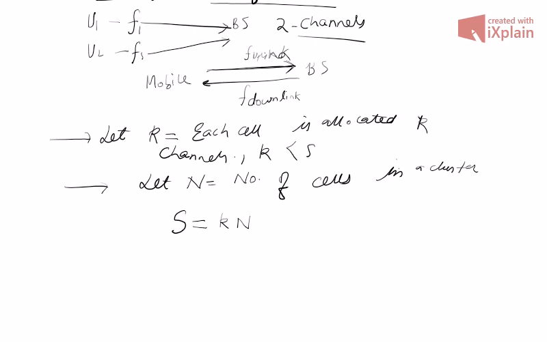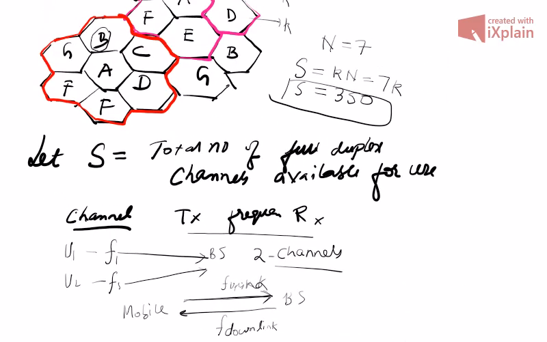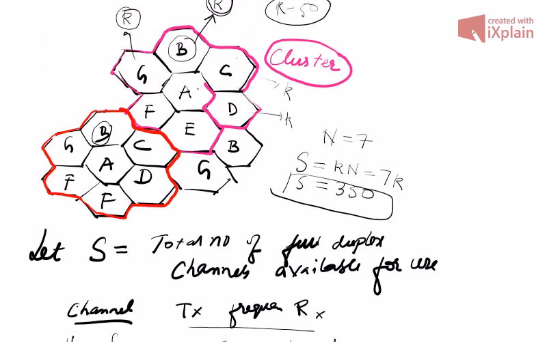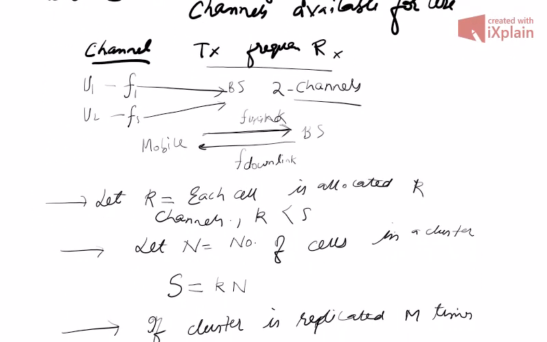Now if the cluster is replicated m times, what does that mean? So here I have drawn two clusters. Suppose the full Srinagar area has maybe 100 such clusters, then m is equal to 100 for that particular area. That is what it means. So in a particular area, how many such clusters are there? That will be denoted by m.